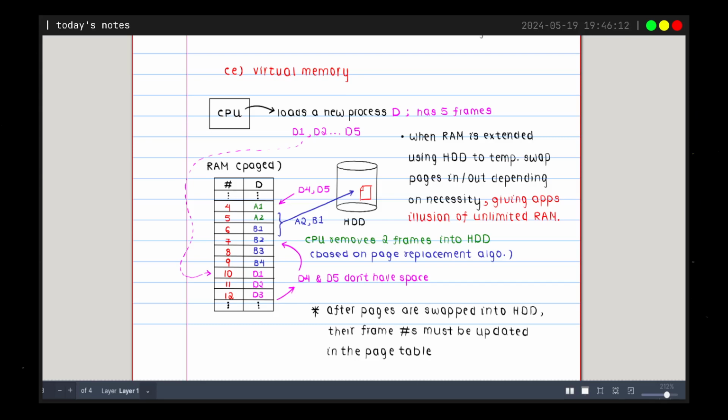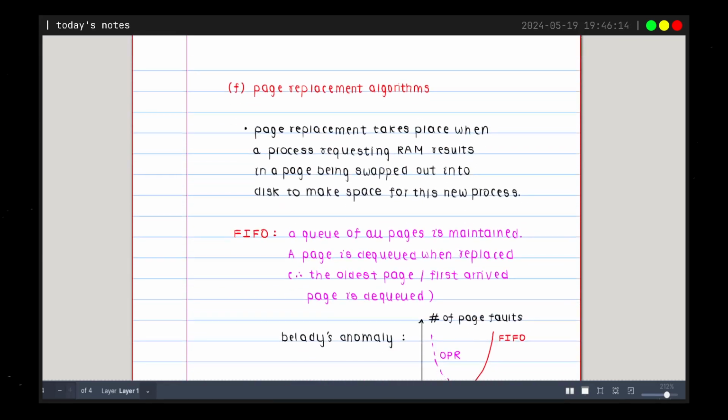Now, once that's out of the way, we will take a look at page replacement algorithms. Like I said earlier, page replacement algorithms take place when a process requesting RAM results in a page being swapped out to the disk to make space for this new process. That process coming into the RAM doesn't have space. So page replacement algorithms try to figure out which process currently in the RAM we swap out into the hard disk drive to make space for the new process. It's essentially used in accompaniment with virtual memory.